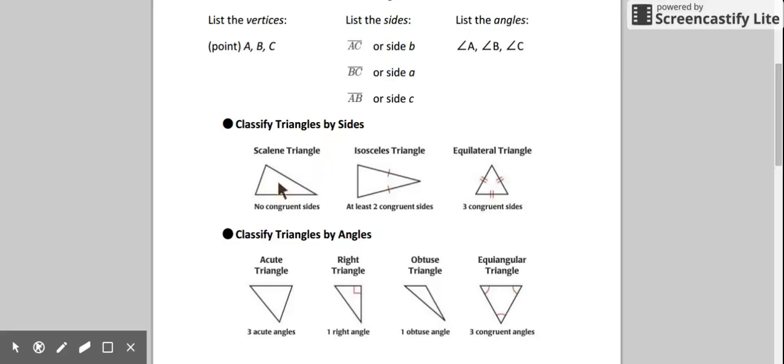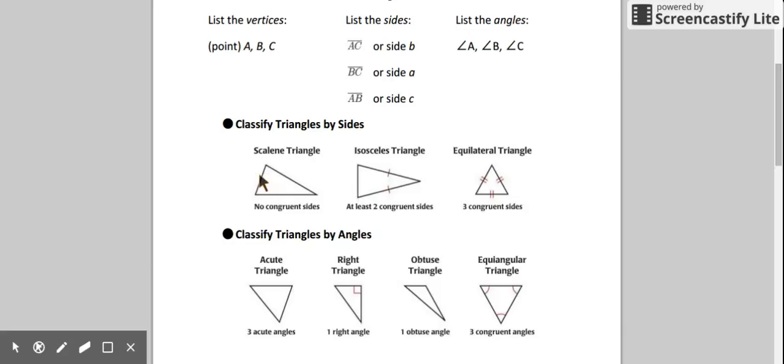If all three sides are a different length, we call that triangle a scalene triangle. If we have two sides that measure the exact same length, we have what's called an isosceles triangle. And we symbolize side lengths being congruent or the same length by putting a little hash mark. And we put the same number of hash marks to symbolize which sides are congruent. So if I had another side that was different, I could put two hash marks there, or we could just not put anything.